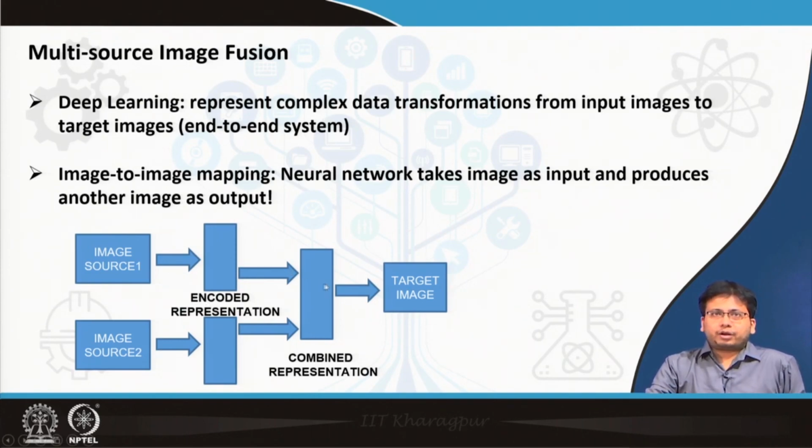Those two were being somehow fused to get a combined representation, and then from that combined representation a target image is being created. An alternative would be to just train a neural network using image source 1 as the input and image source 2 as the output. That also you may want to do in some other kinds of situations.